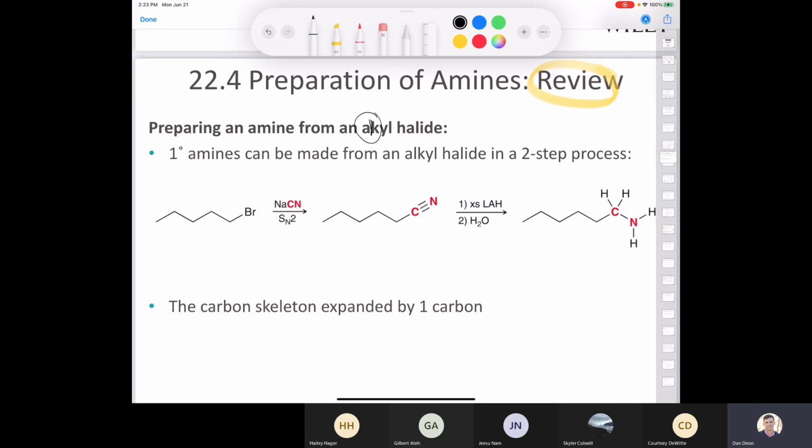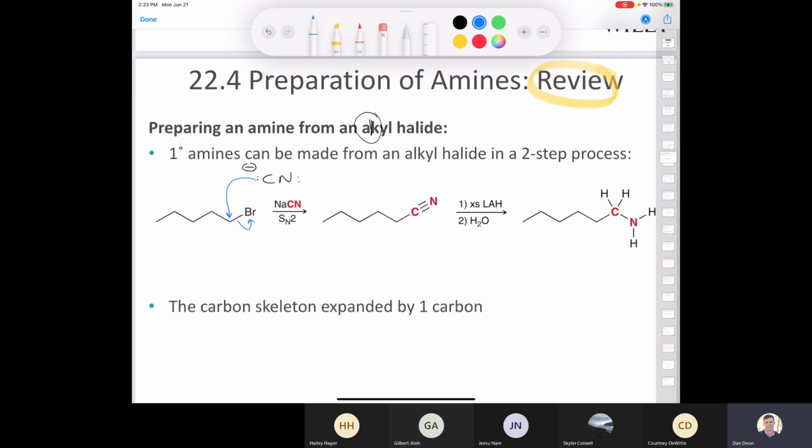It's a two-step process. The first one is an SN2. So if you have a primary or a methylamine, you can treat that with cyanide. Cyanide is a good nucleophile. It's a weak base. And so that can just do an SN2 reaction. You have your nucleophilic attack, loss of leaving group.